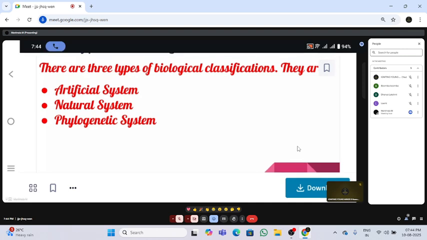Later they discovered a natural system of classification. It is based on the natural affinities among the organisms. Not only external features, it also discussed internal features like ultrastructure, anatomy, embryology, and chemistry. All these things were explained in the natural system. This system was given by George Bentham and Joseph Dalton Hooker. With their help, the natural system of classification was accepted.